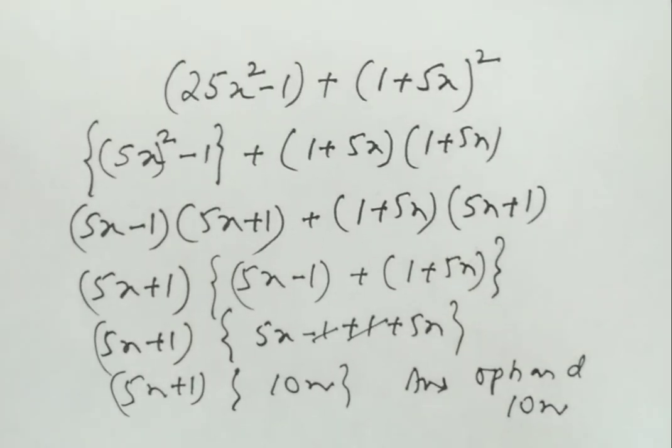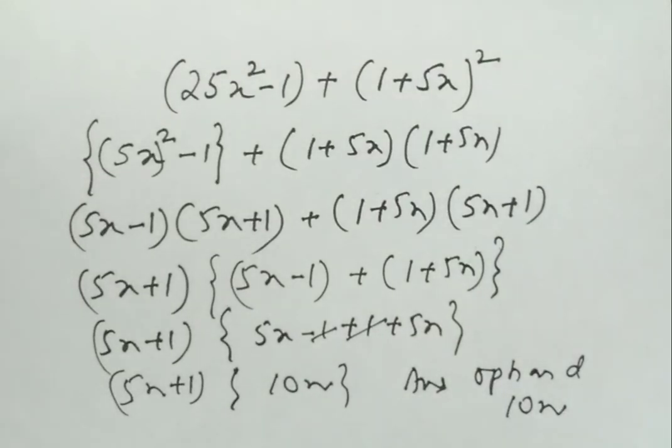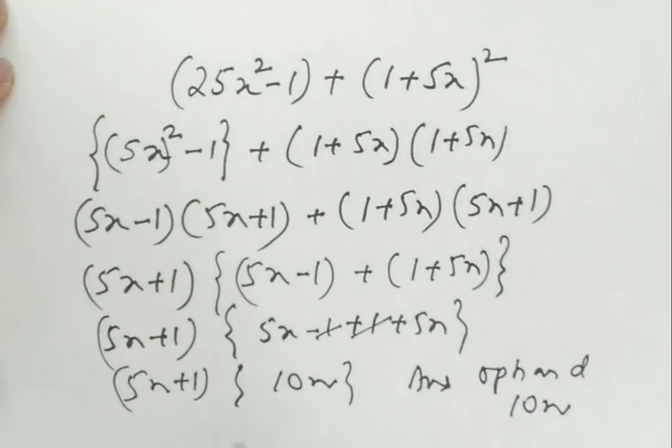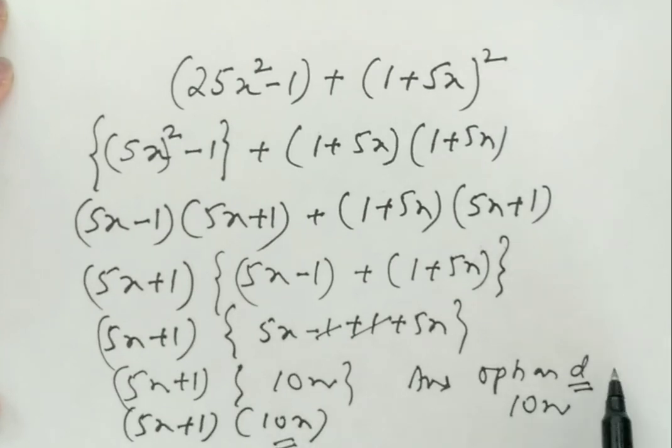Correct? So this is the answer, children. The two factors that we got here are this and 10x. So this is the correct option, which is option D. All right. So please note it.